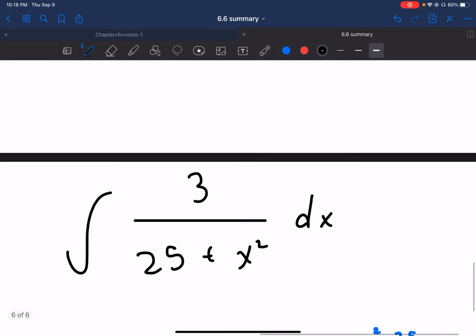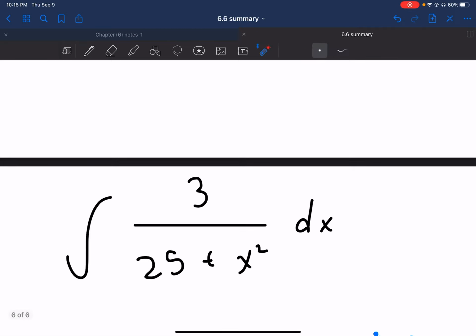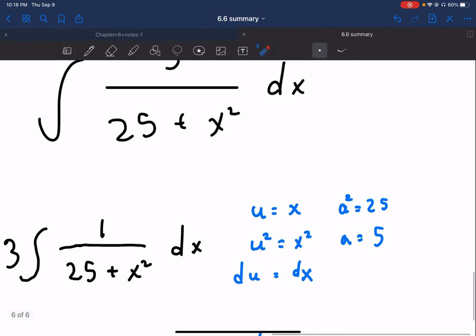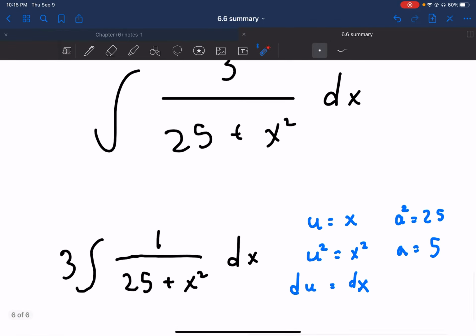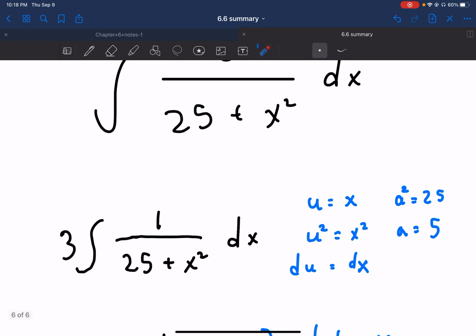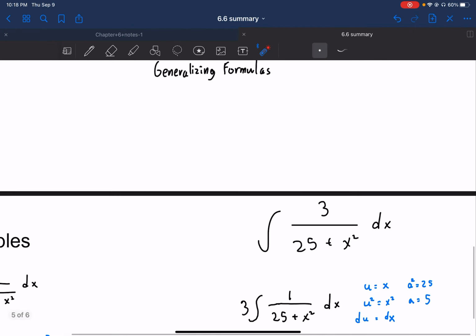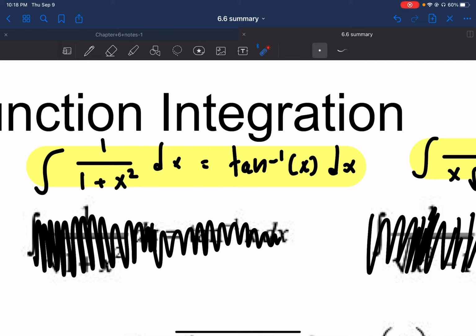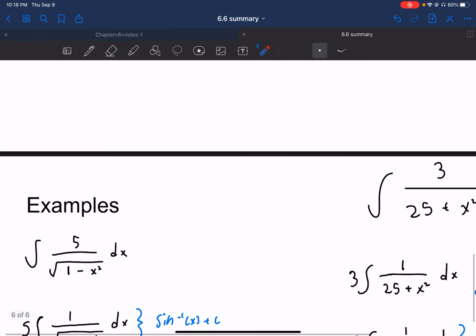Here we have the integral of 3 over 25 plus x squared dx. Same thing we did over here. You could factor out a 3. We have 3 times 1 over 25 plus x squared. If you look back at our formulas, it looks kind of similar to right here, except we just need to change the 25 to a 1 here.